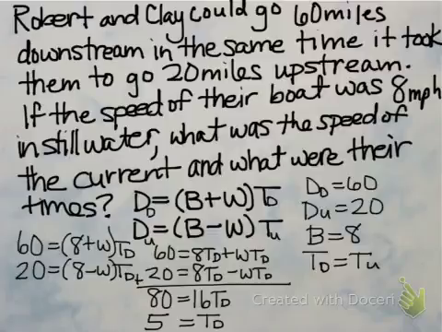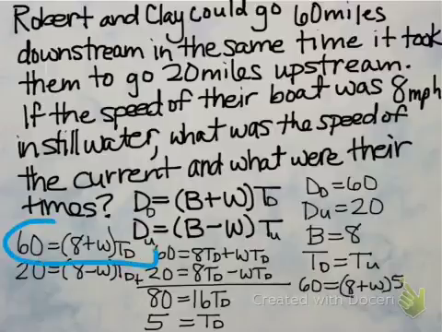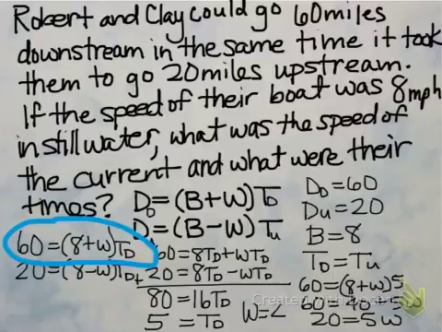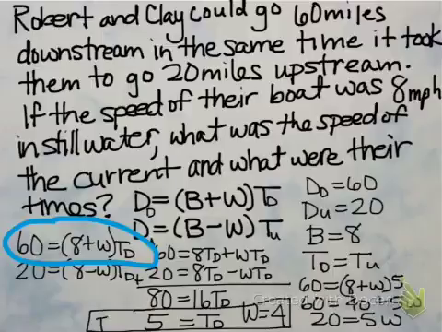5. If we know our time downstream is 5, our time upstream is also 5. And now all we need to do is take it and plug it in to one of our equations. We can use this equation right here. 60 equals 8 plus W times 5. Now we just distribute. 60 equals 40 plus 5W, so 20 equals 5W, so W equals 4. 4 miles per hour and 5 hours.